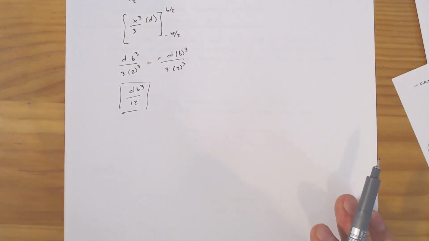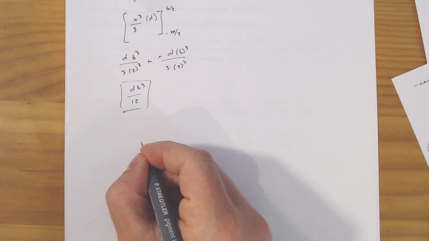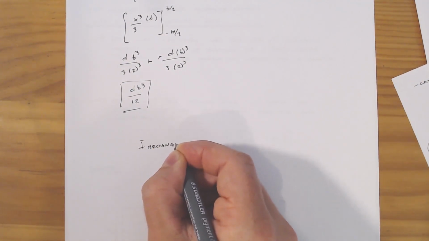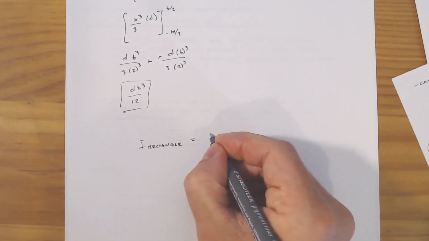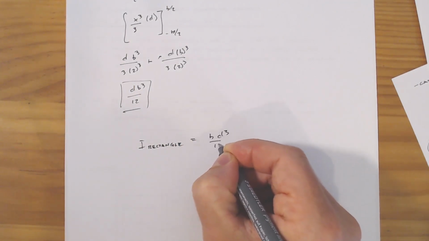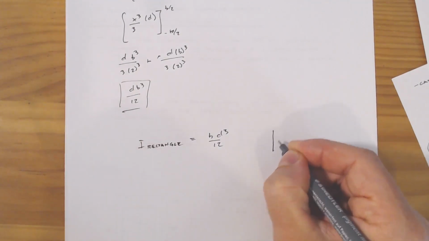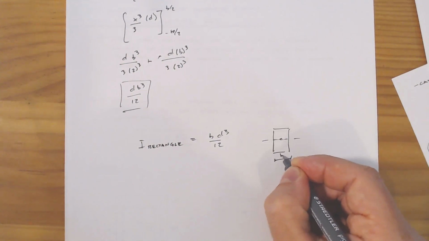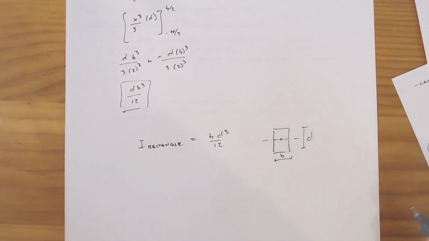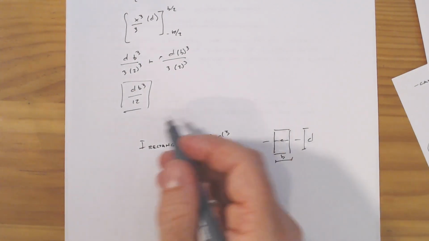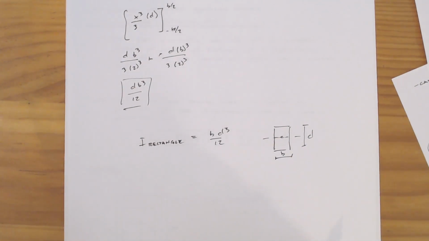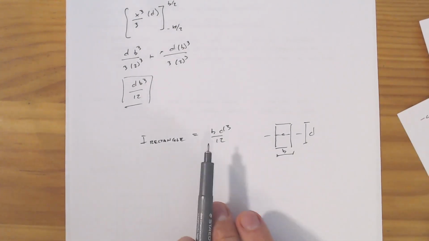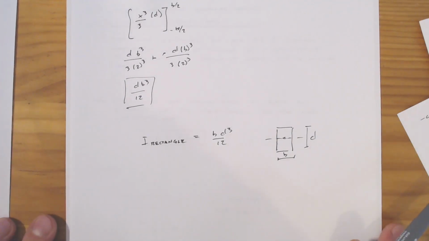One of the few things I would tell you to memorize is that the I for a rectangle equals b d cubed over 12, where it's about the centroidal axis, you have the width, and you have the depth. So we'll find out that this is a very, very important equation that we'll use again and again and again. So that's for the moment of inertia of a rectangle.